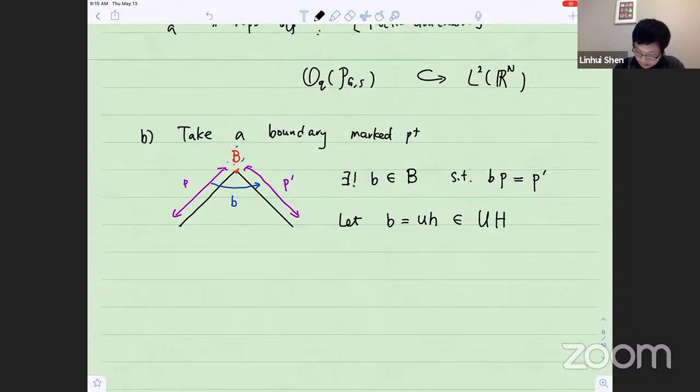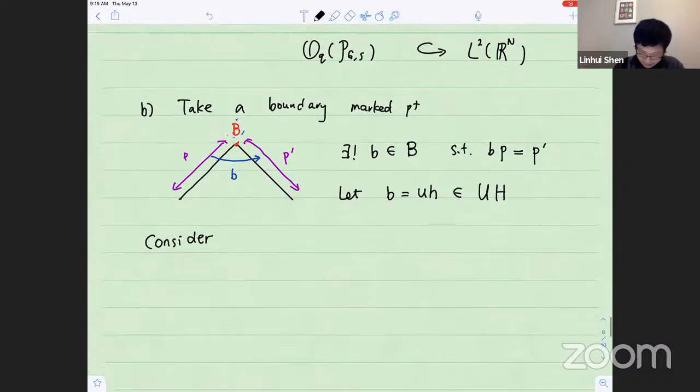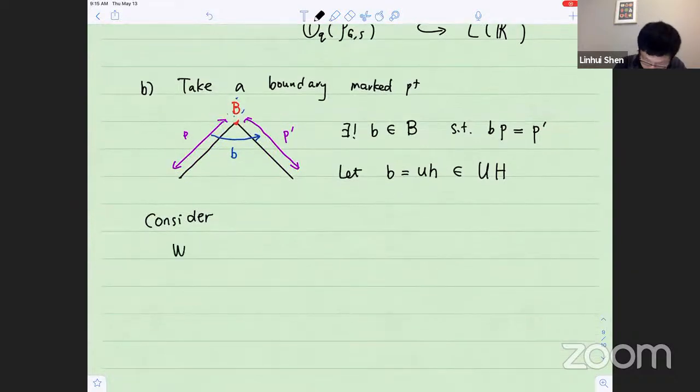Okay, so then we can consider some regular functions associated to B. I will call this WI. This is something called an additive character, KI of X, on U. And KI, this is a simple root, of X on H.